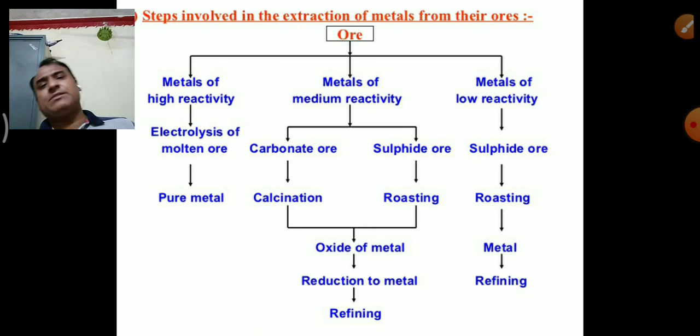For high reactivity metals we use electrolysis. Electro means current, and lysis means breakdown. We break the compound, and the compound gives us ions, and then we can separate them on the basis of their charge. For medium reactivity we use calcination and roasting. C for calcination, C for carbonate. Calcination is basically used for carbonate ore, and roasting is basically used for sulfide ore. For low reactivity we also use roasting.